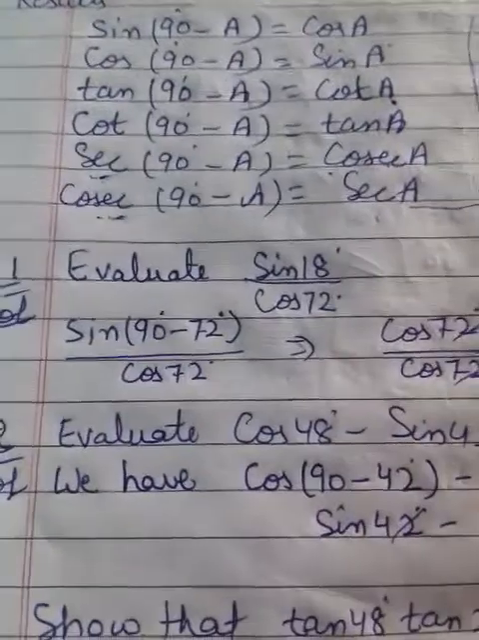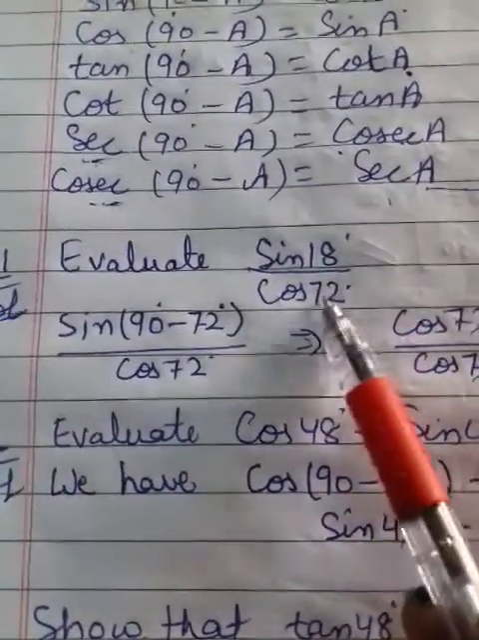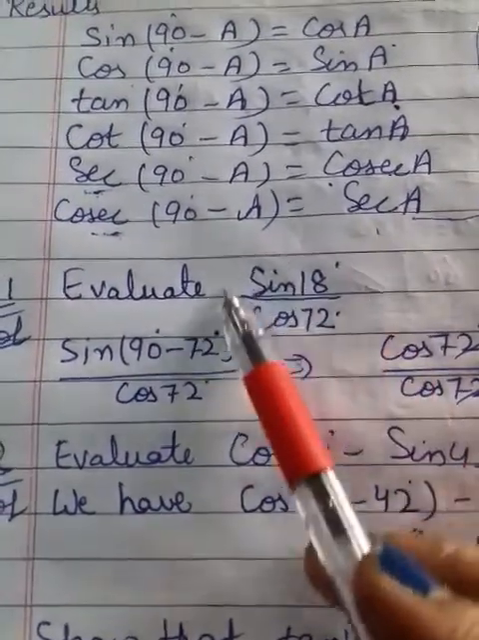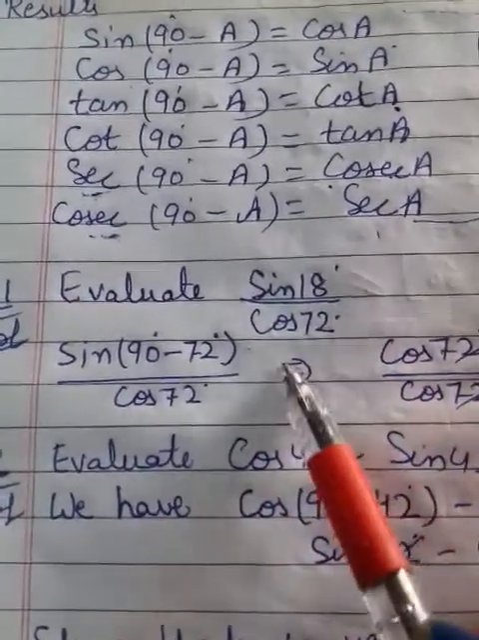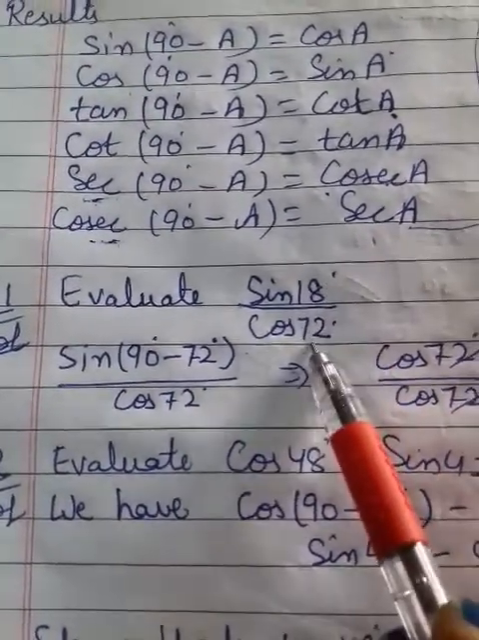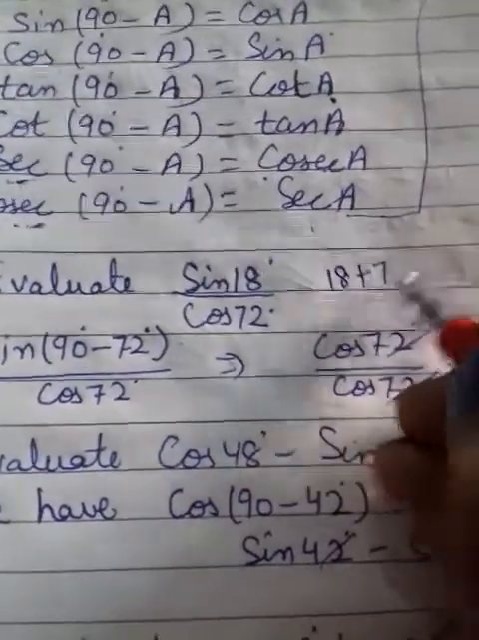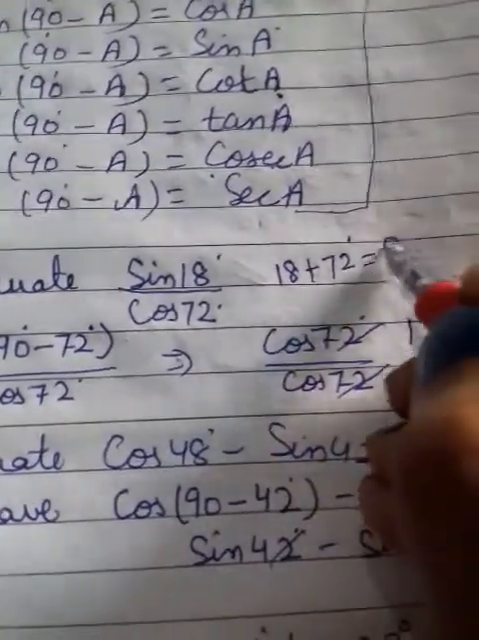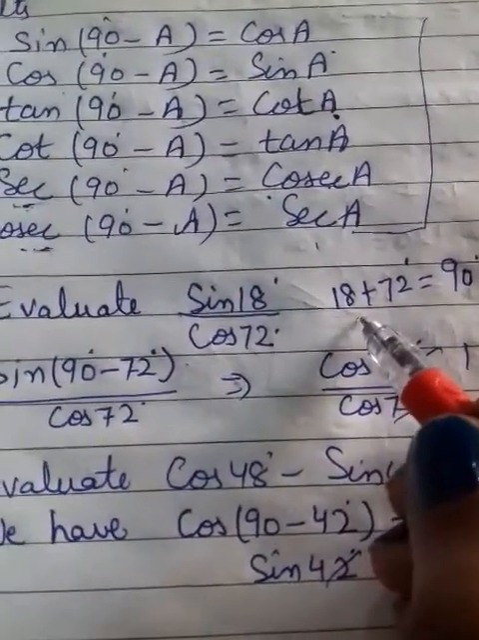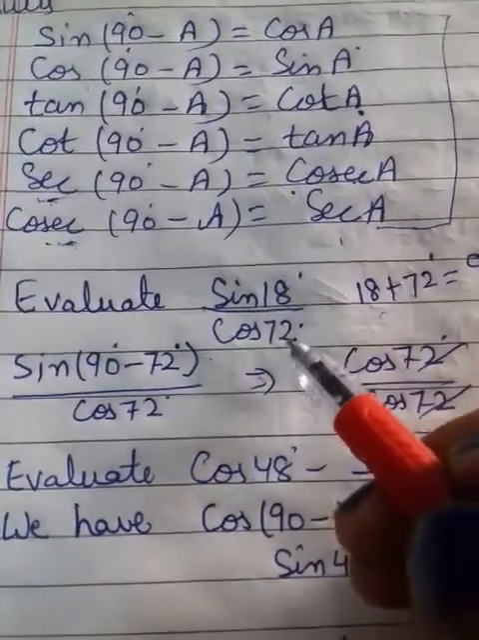So my first question is evaluate sin 18 upon cos 72. Now you will see how will we evaluate. Whenever you see this type of question, you will do the sum of these two. 18 plus 72. What are they making? 90. Always they will make 90 if two angles are there. So I can change one angle to make it same.